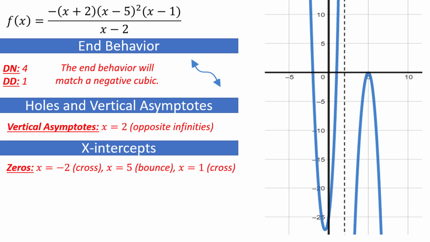Here is the graph of the function. Notice that the end behavior matches what we stated. It approaches negative infinity as x increases and positive infinity as x decreases, just like a negative cubic. The x-intercepts can be seen at negative 2, 1, and 5. The intercepts at negative 2 and 1 cross the x-axis as we had an odd multiplicity, and the intercept at x equals 5 bounced as we had an even multiplicity. The vertical asymptote can be seen at x is equal to 2, and the graph approaches opposite infinities at this asymptote, so the multiplicity is odd.